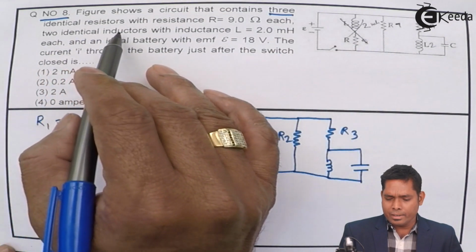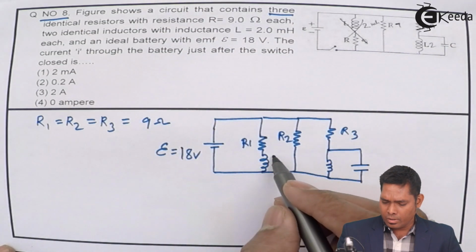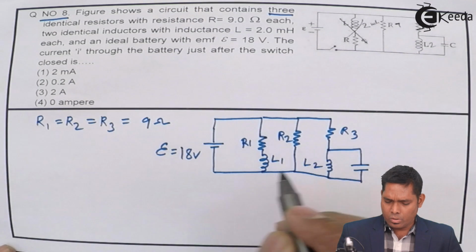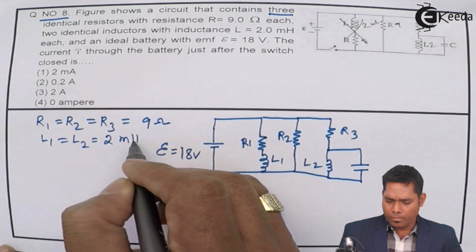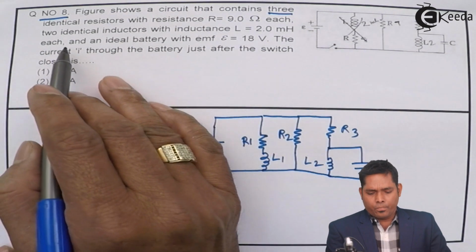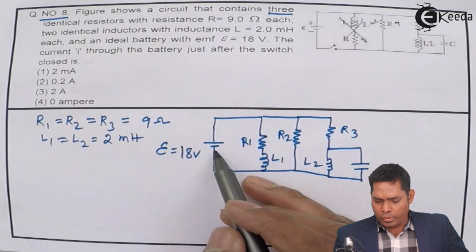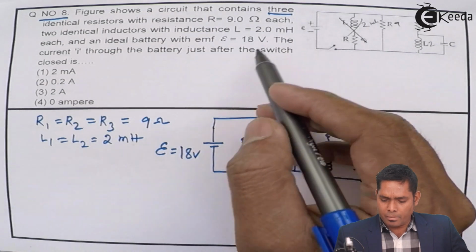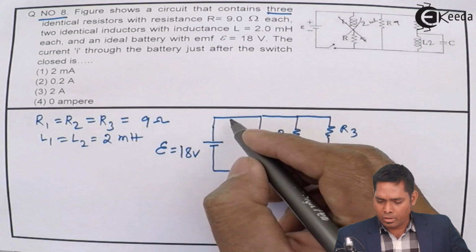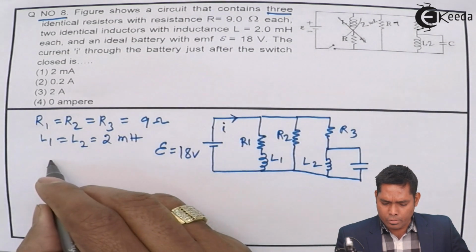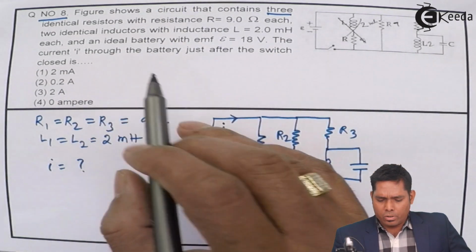Each. 2 identical inductors with inductance 2 millihenry. This is inductance L1, this is L2. L1 equals to L2 equals to 2 millihenry each. And an ideal battery of EMF 18 volt. So this is an ideal battery, so no internal resistance. Ideal battery means there is no internal resistance. The current I flowing through the battery is given by, so the current will flow like this, and we have to find the current flowing through this battery just after the switch is closed.